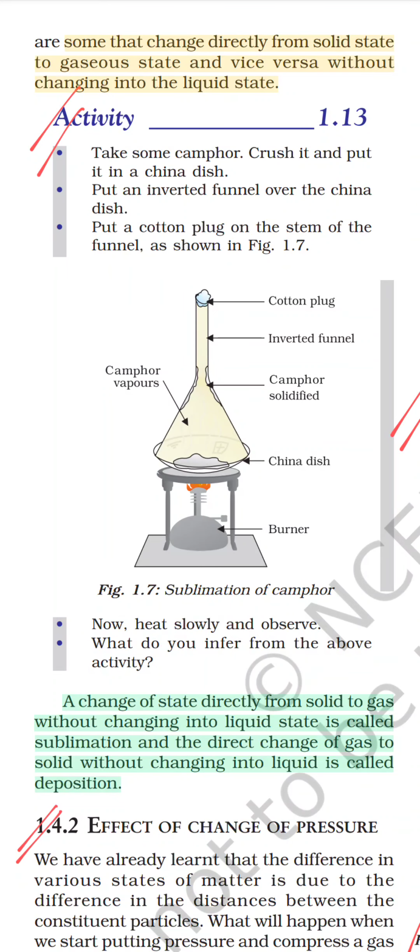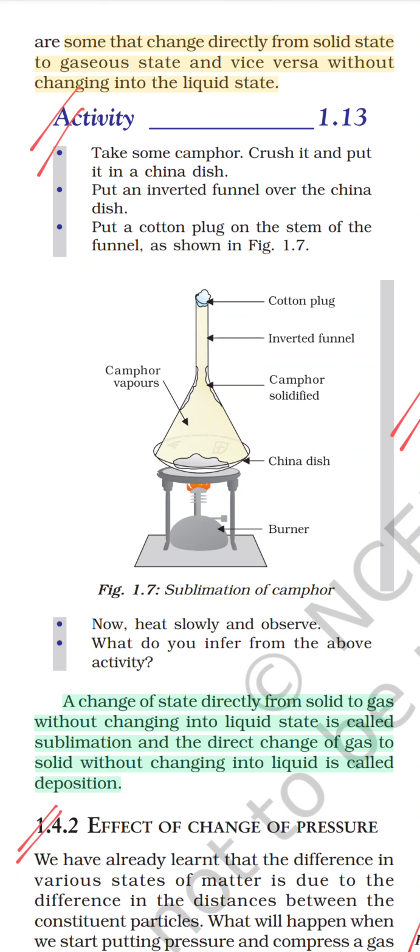Next are some substances that change directly from solid state to gaseous state and vice versa without changing into the liquid state.